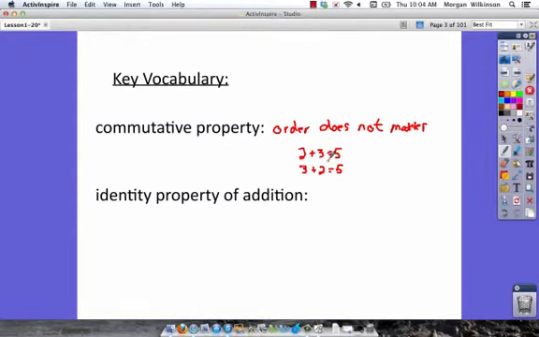Now the identity property of addition. If we look at the identity property of addition, it is when we have a number added to 0. So say we have 5 plus 0. 5 plus 0 is equal to 5. This is the identity property of addition because when we add 0 to a number, the number stays the same. It keeps its original identity. 7 plus 0 is equal to 7, just as 0 plus 9 is equal to 9. We don't need words for the identity property of addition for our definition. We need these three key examples. Please make sure you've got this key vocabulary copied down in your notes.